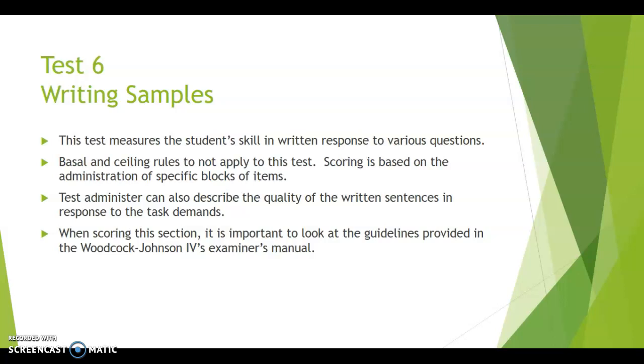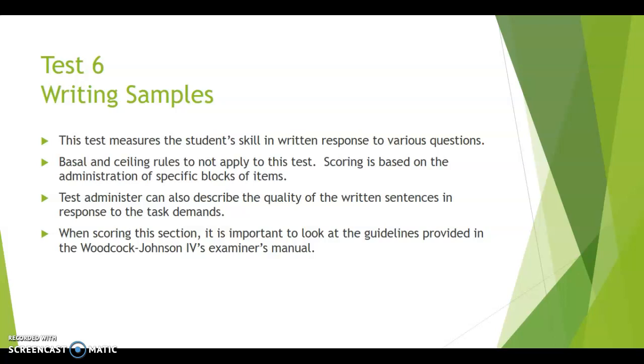The test administrator can also describe the quality of the writing sentence in the response to the task commands. And when scoring this, it's important to look at the guidelines provided in the examiner's manual. So, for example, the examiner's manual says that you are not supposed to penalize the examinee for punctuation or capitalization or spelling or usage errors unless it's indicated in the scoring criteria.